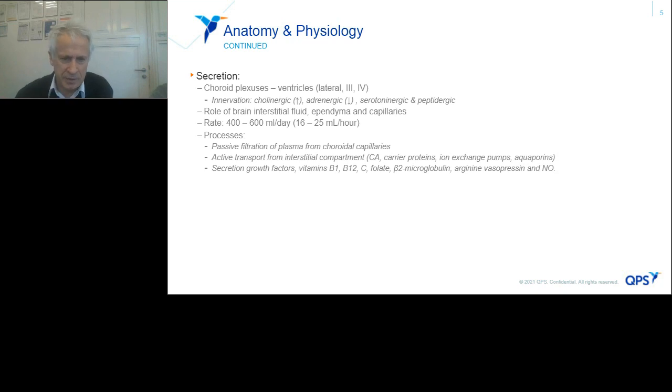Below, there's no need to go into all the details, but how is it made? Some of it is passive filtration of plasma from the choroidal capillaries. There's also active transport against or with gradients of different molecules. Here, carrier proteins, ion exchange pumps, and aquaporins play a role, and carbonic anhydrase also plays a role as it affects the pH. Then certain growth factors and other molecules are actively secreted, and possibly some drugs. Next slide, please.